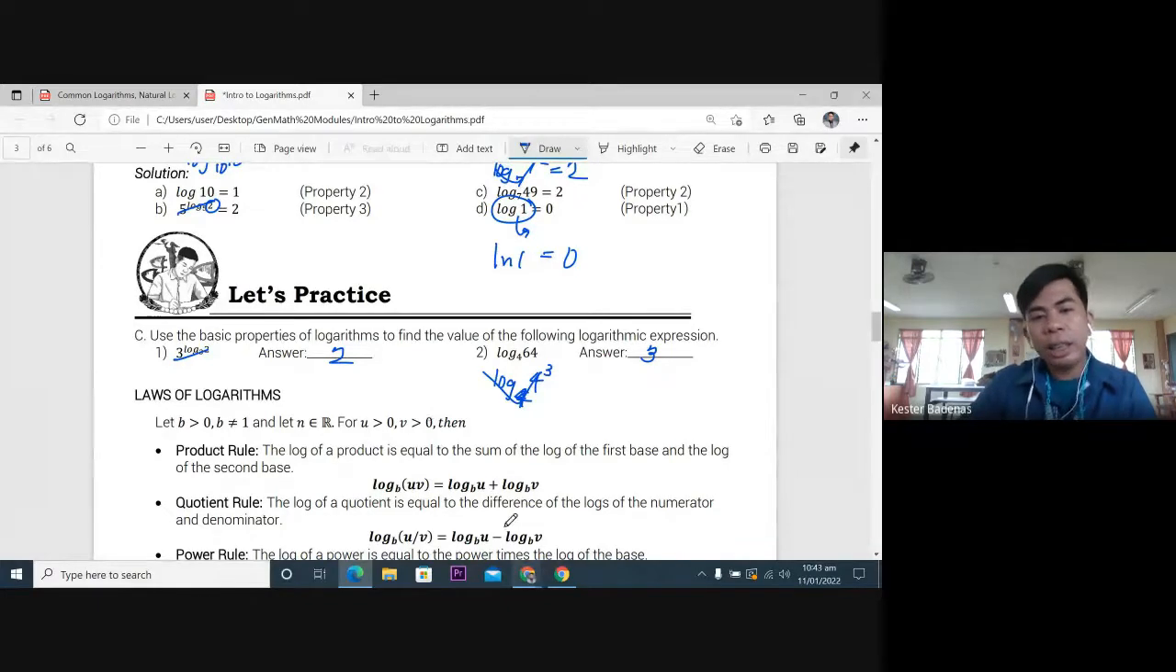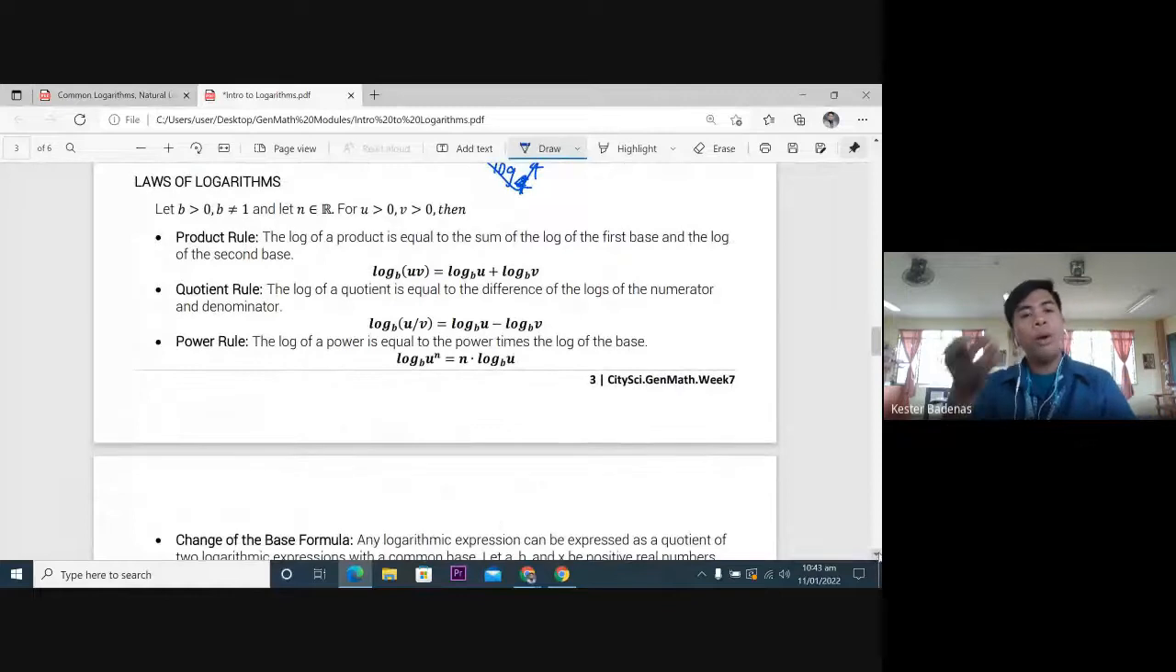So, proceed tayo sa laws of logarithm. Ito yung mga dapat natin tandaan, class, aside dun sa properties na binanggit natin kanina. Kasi minsan, kailangan nating i-adjust yung isang logarithm para mag-condense at paikliin siya, or minsan pahabain natin yung logarithm. So, we have the product rule, quotient rule, and power rule.